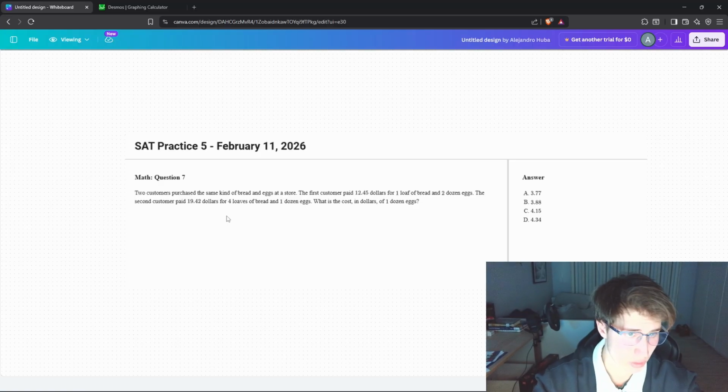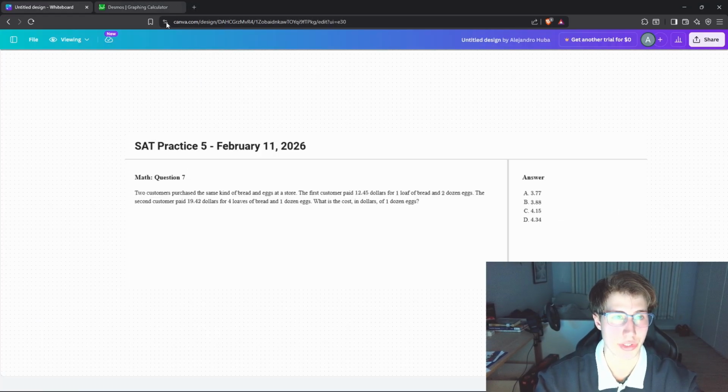So, two customers purchased the same kind of bread and eggs at a store. The first customer paid $12.45 for one loaf of bread and 2 dozen eggs. The second customer paid $19.42 for 4 loaves of bread and 1 dozen eggs. What is the cost in dollars of 1 dozen eggs? So this is pretty much the percent problem, or the store's cost for the shirt, all over again.